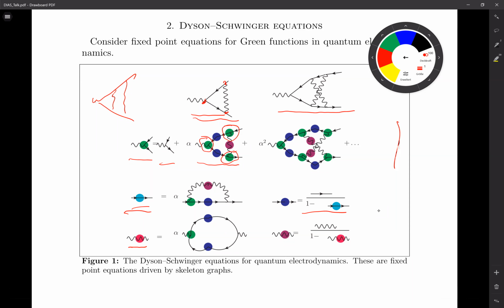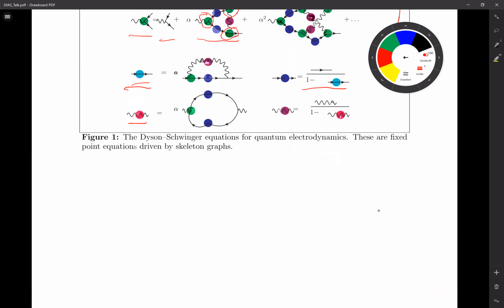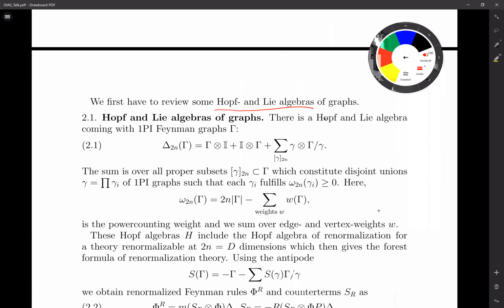That's basically already in, for example, the book by Bjorken and Drell, chapter 19. Okay, that's old. These are the time-honored Dyson-Schwinger equations for quantum electrodynamics, and you can write them down, if you are very patient, for the full standard model. It all works nicely. Now behind that is in a way much more structure than people were aware of at the time. So first of all, behind that, there is a Hopf and Lie algebra of graphs, and we will focus on the Hopf algebra, the Lie algebra you get by dualizing the Hopf algebra.